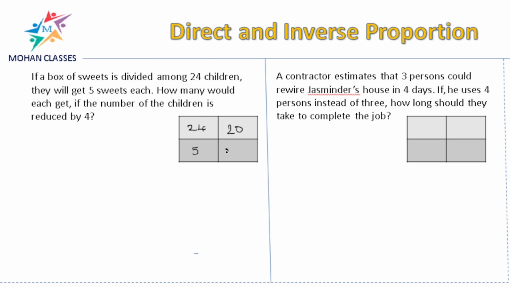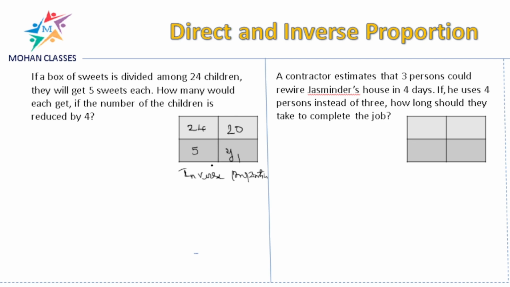Now you have to find out what is y1. So here you see what will happen. Here they are distributing. 24 children are there, and everyone is getting 5 sweets. Suppose the children have been reduced, so what will happen here? The number of sweets distributed to each child is going to increase. So it is an inverse proportion.